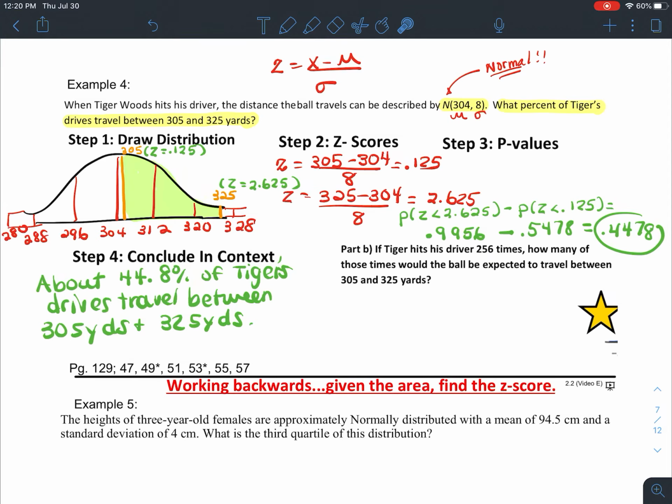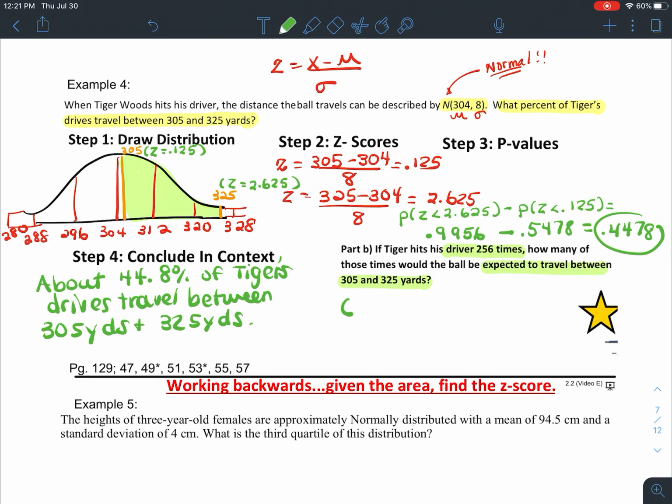The last part of this, part B, says if Tiger hits his driver 256 times, so he's going to take 256 tries at this, how many of those 256 would we expect the ball to travel between 305 and 325? Remember how I told you that with the free response questions on the AP test, a lot of times the parts tend to build? Let's look at what our answer was for part A and think about what that represents. It's saying 44.8% of the time, Tiger's drives travel between 305 and 325 yards.